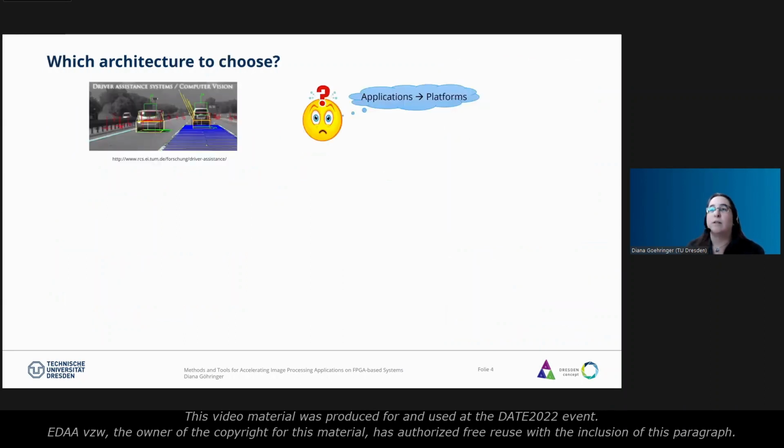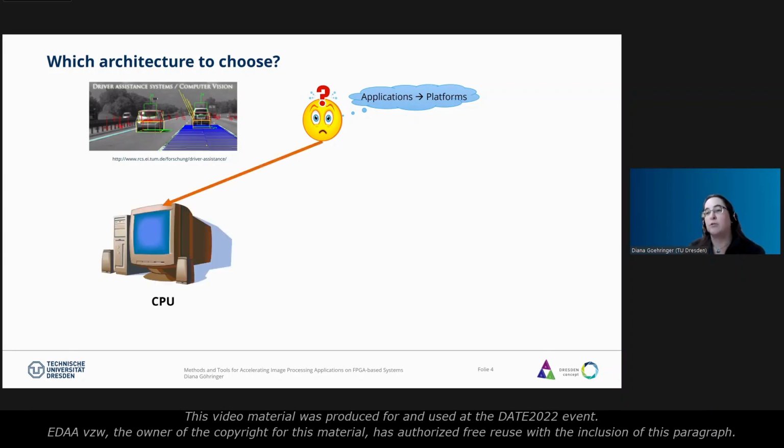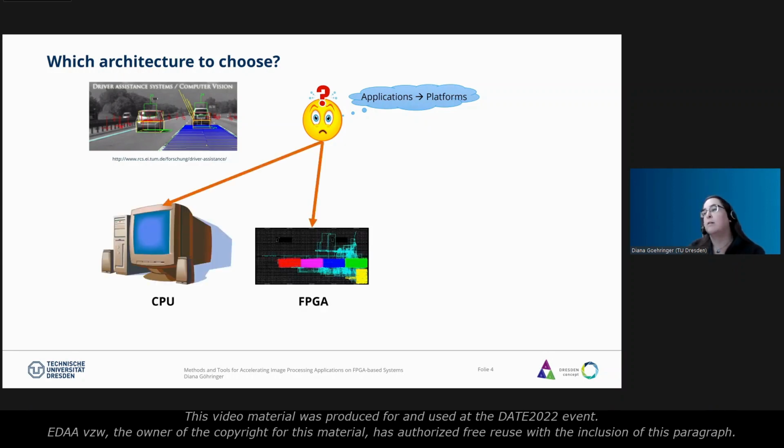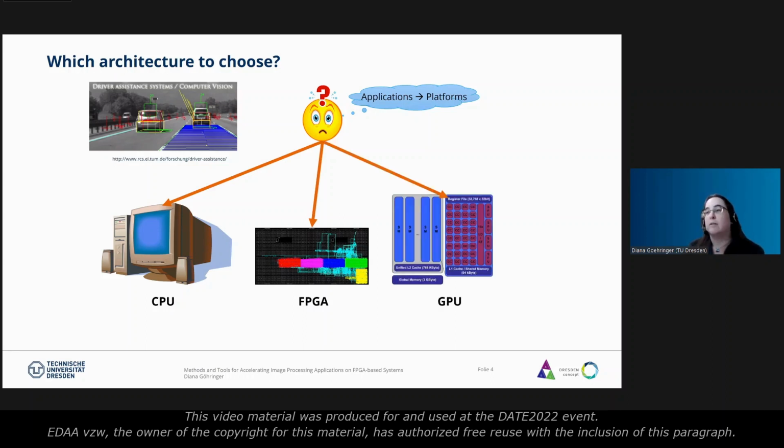So if you have so many architectures, and for example, we have a typical application, like you see here, driver assistance systems to detect cars in the environment, how do we know which is a good platform for that system? We can choose a CPU, an FPGA, or a GPU, and of course a combination of those. And this decision depends, of course, on the application.